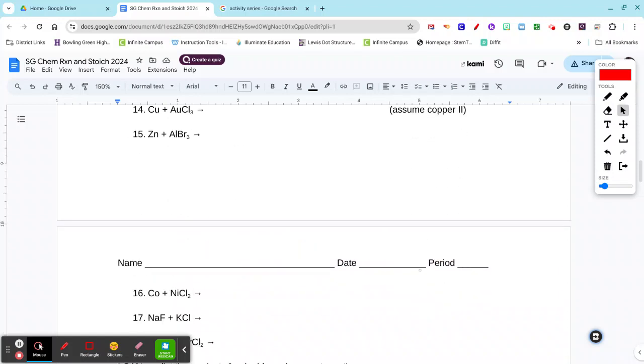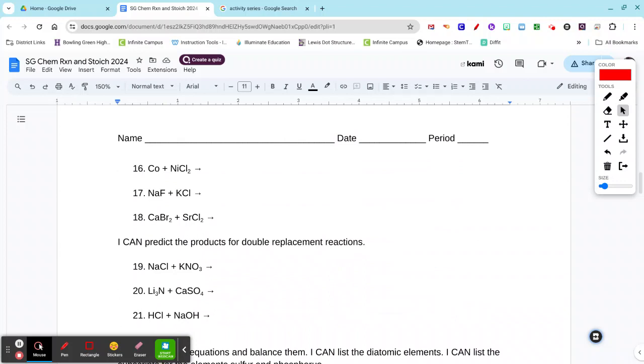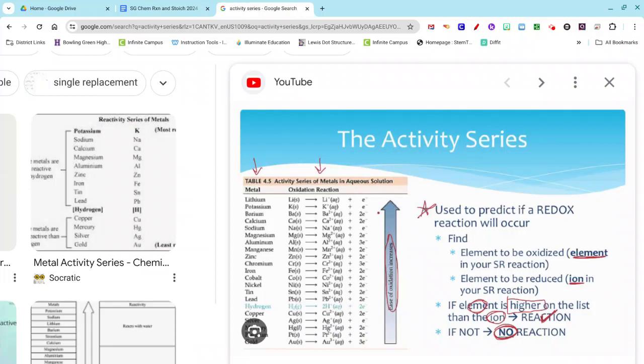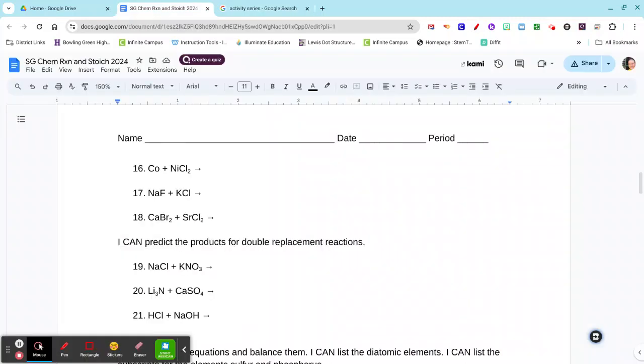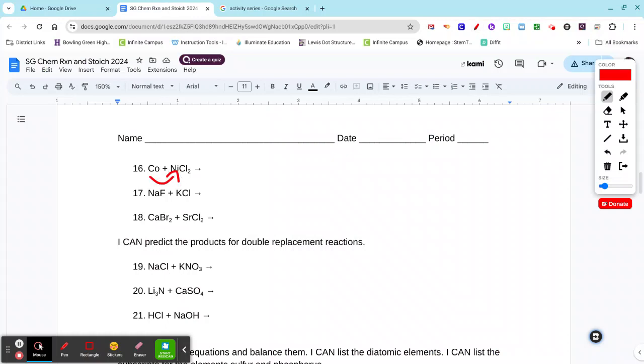All right, now let's look at this next one. So we have cobalt and nickel. I'm going to go back to my activity series. That one's cobalt. Cobalt is directly above nickel, so this one will work. So the cobalt will replace the nickel, and that means my nickel will be by itself, and my cobalt will go with chlorine. And then since I don't know the charge of cobalt when I look on my table, it's one of the D block elements, I'm going to assume +2. Chloride is -1, so I will need a 2 here, and then it is already balanced.